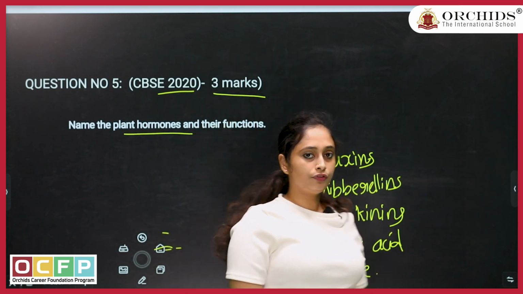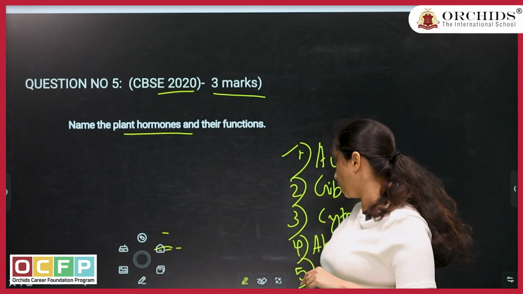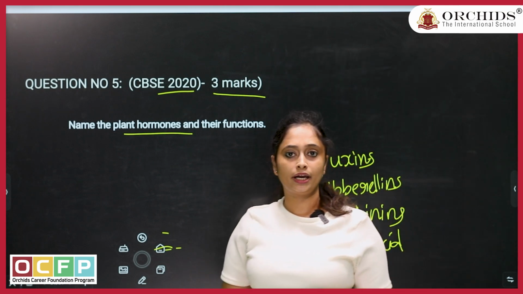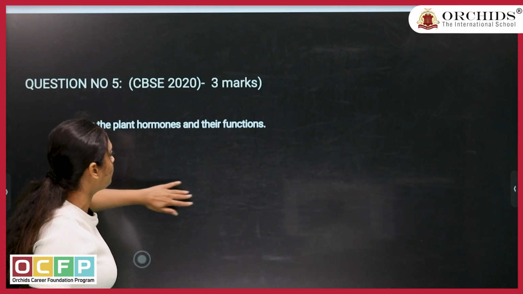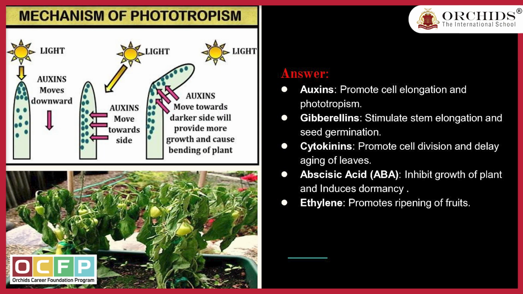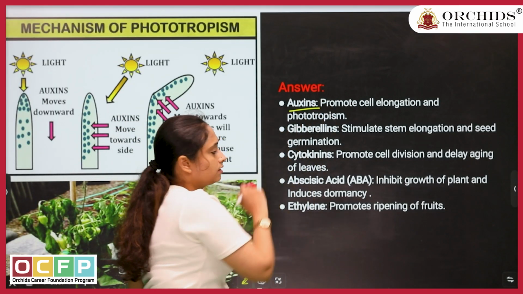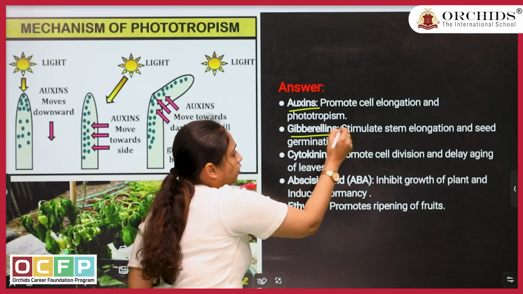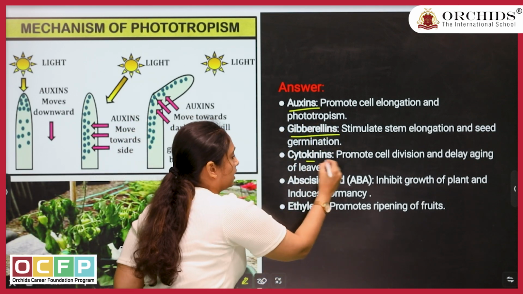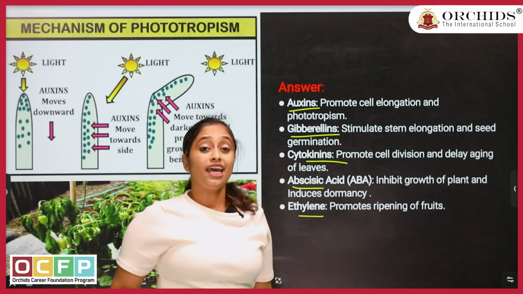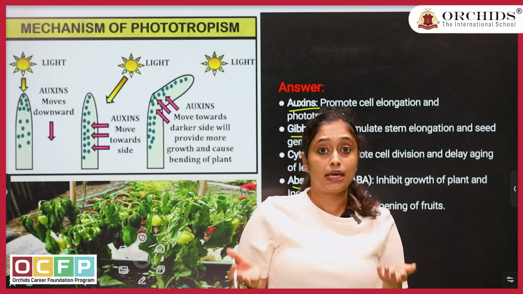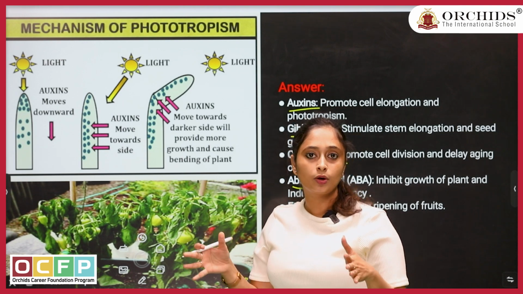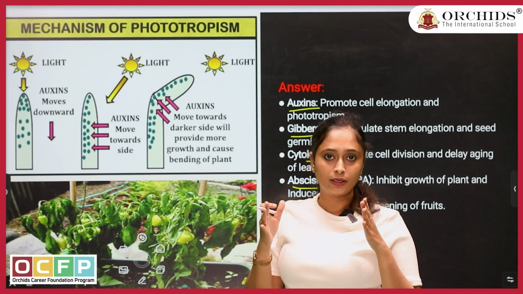These are the different types of plant hormone present in the plant body: auxin, gibberellin, cytokinin, abscisic acid, and ethylene. When you see the functions of each hormone in this slide, you can see that each of these hormones has a specific function. They are not doing the same job. Each one has a particular function in the plant body.